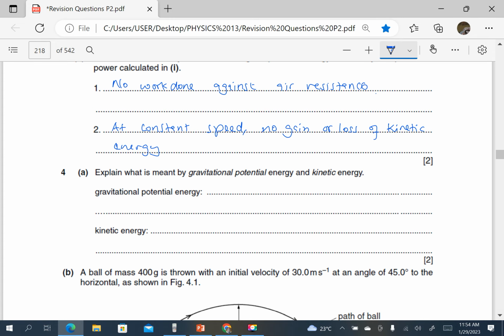Explain what is meant by gravitational potential energy and kinetic energy. Of course, we know gravitational potential energy is the energy of a mass due to its position in a gravitational field.